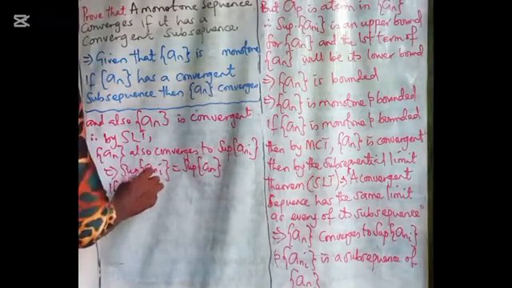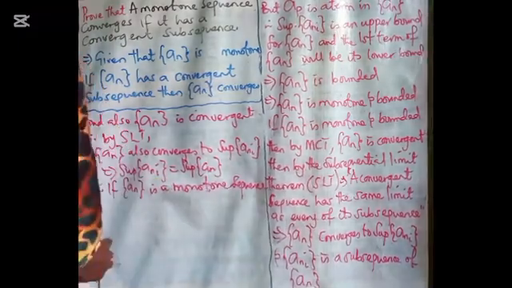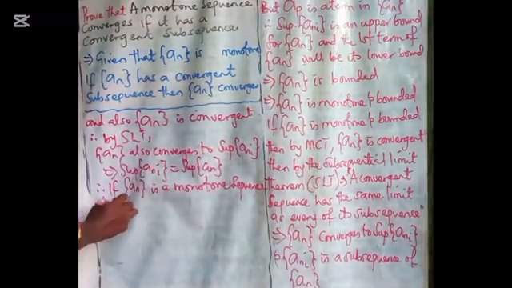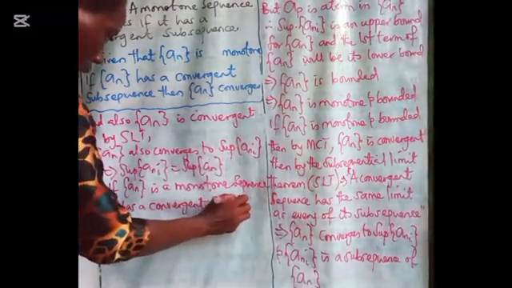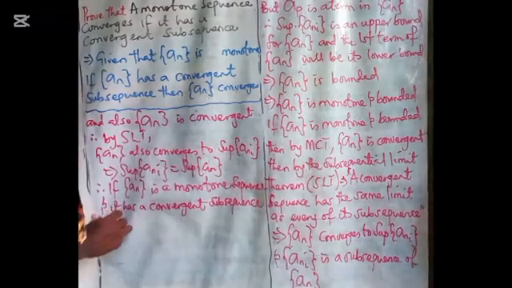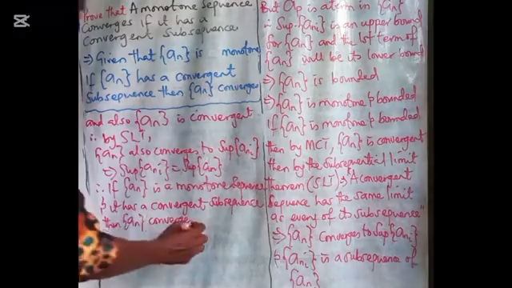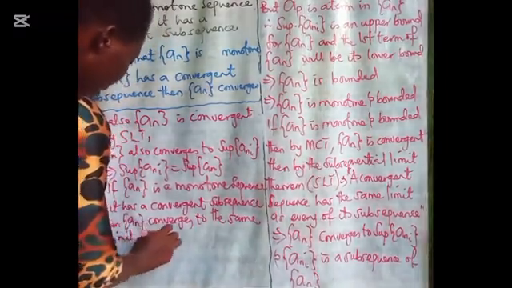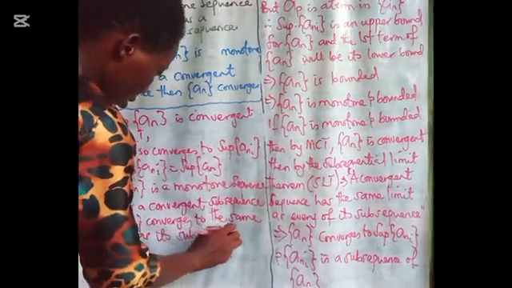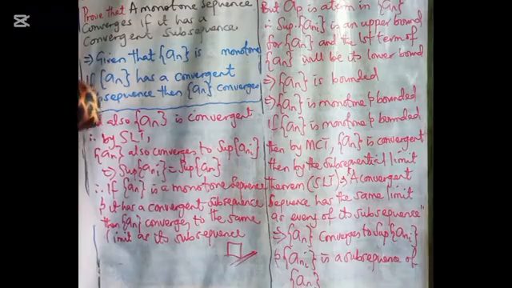Therefore, if A sub n is a monotone sequence and it has a convergent subsequence, then A sub n converges to the same limit as its subsequence. And that ends our proof that a monotone sequence converges if it has a convergent subsequence.